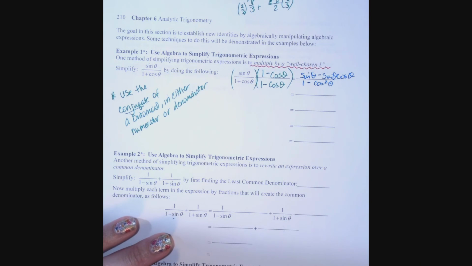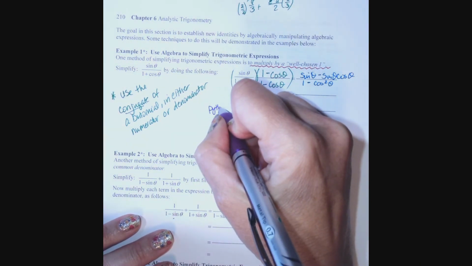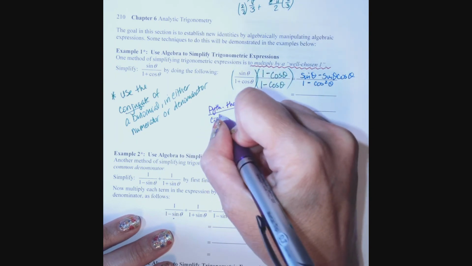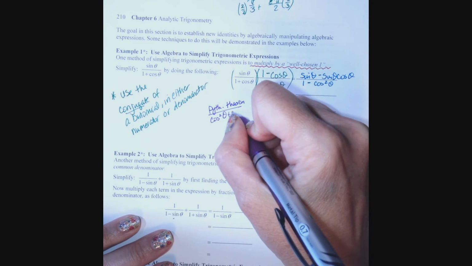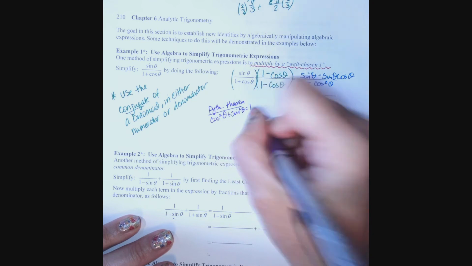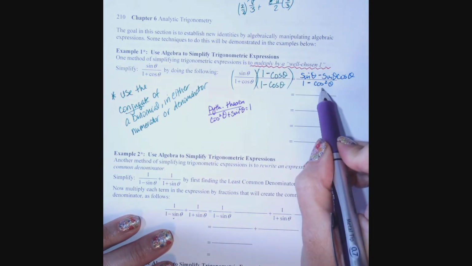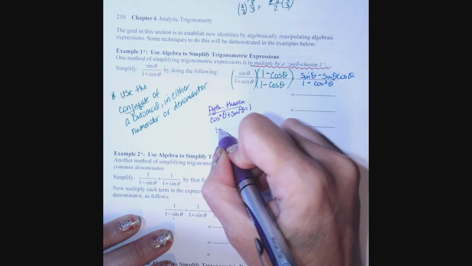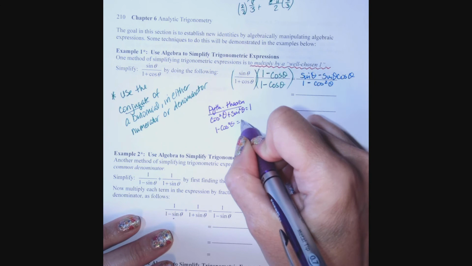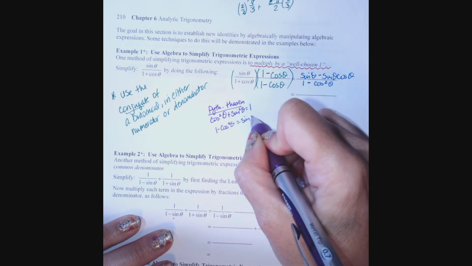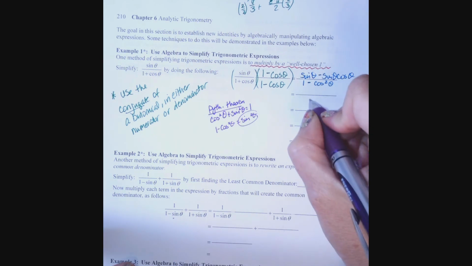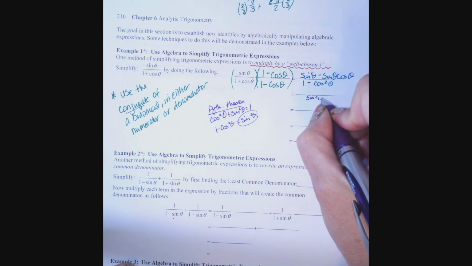Well, I'm going to apply my Pythagorean theorem. Remember that cosine square theta plus sine square theta equals 1. Well, I have 1 minus cosine square theta. So 1 minus cosine square theta would be sine square theta. So I'm going to substitute sine square theta into my denominator.